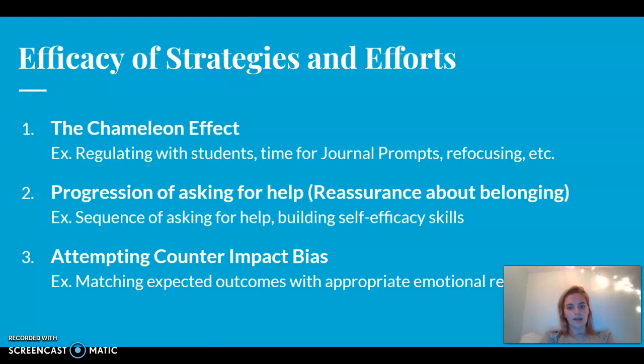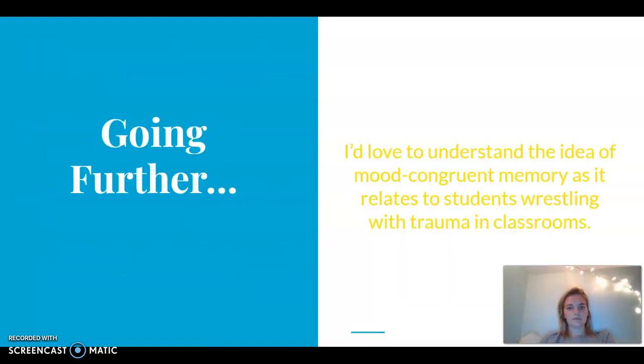Attempting to counter impact bias, so matching expected outcomes with appropriate emotional responses. A lot of times students can blow the impact of an assignment or a consequence or behavior out of proportion. So I also need to make sure that I am not blowing emotional responses or reactions out of the water, but I think it's important for students to be reminded of how small tasks are or how significant tasks are, depending on the nature of the task.